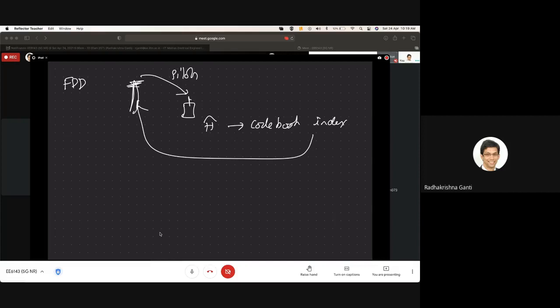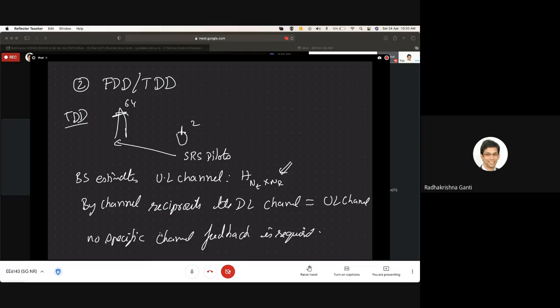On the other hand, if it's an FDD system, you can't use reciprocity. So first, the base station transmits pilots. The UE estimates the channel H hat, goes to the code book, finds the index, and transmits the index back. So in general, in FDD systems, the code book based precoder is used, whereas in TDD systems, channel reciprocity is used, so the uplink channel estimate serves for the downlink channel also. Is this clear?